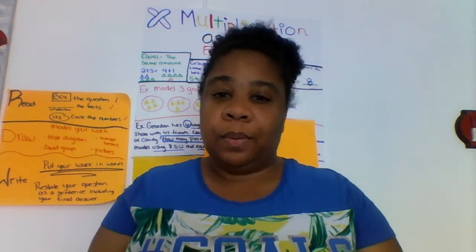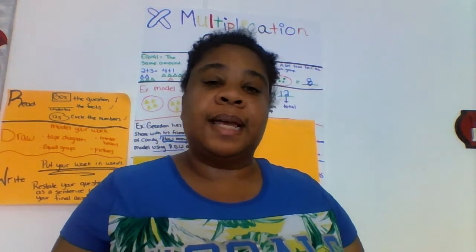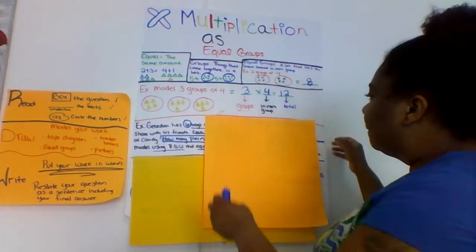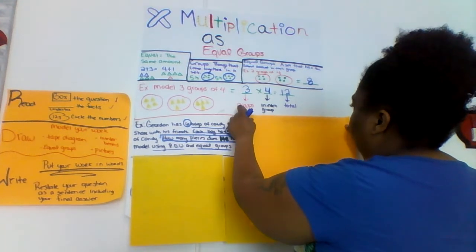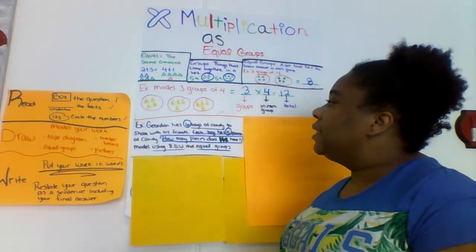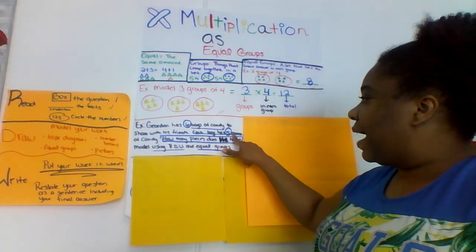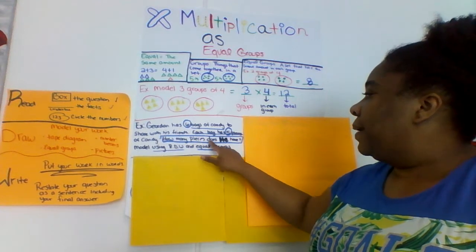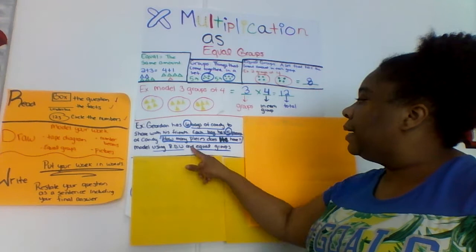So I have 2 word problems, and one of them I've done. So you're going to check my work to see if I did it right. The second one we're going to do together. Okay. The first problem says Jordan has 6 bags of candy to share with his friends. Each bag has 5 pieces of candy. How many pieces does he have? Model using read, draw, write, and equal groups.